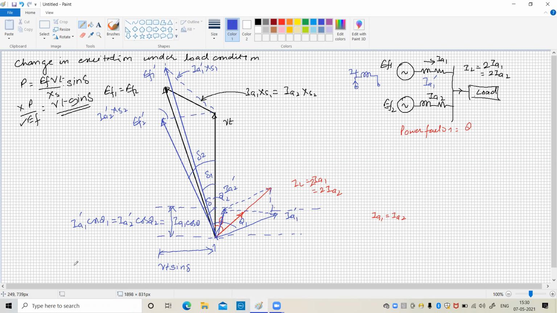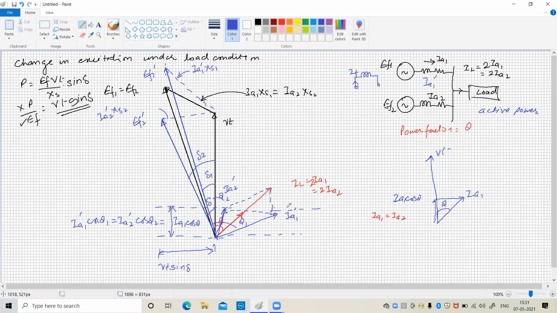So it means that the active component of current, try to understand, this is the terminal voltage and this is the current IA1. Say for example, this angle is theta. So it has two components, one component in phase with the voltage. This component is called the active component. IA1 cos theta is the active component. So it is found that by varying the excitation, the active component of current will remain the same. When the active component remains the same, we can say that the active power delivered by the generator will remain the same. So there is no change in the active power delivered by that particular generator.